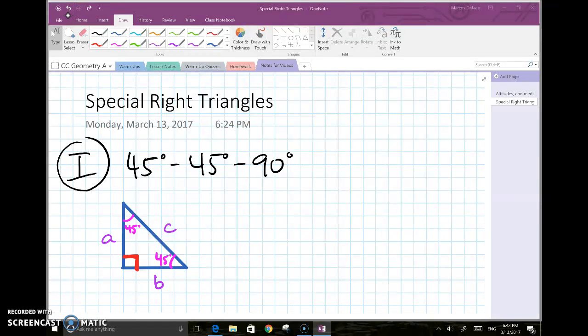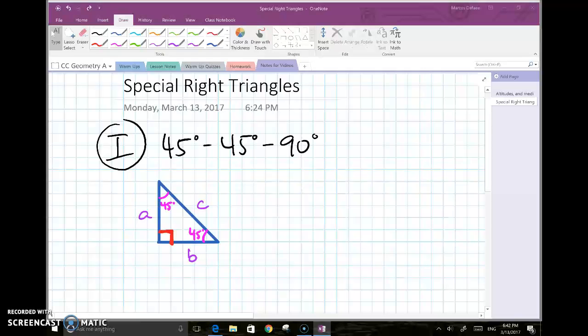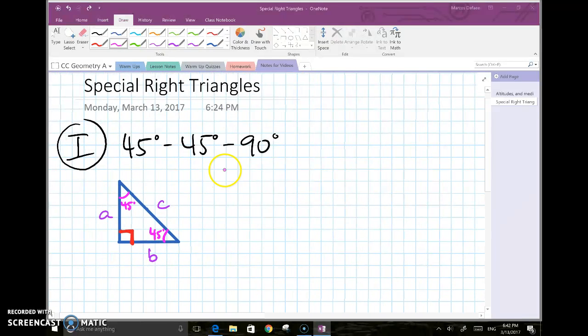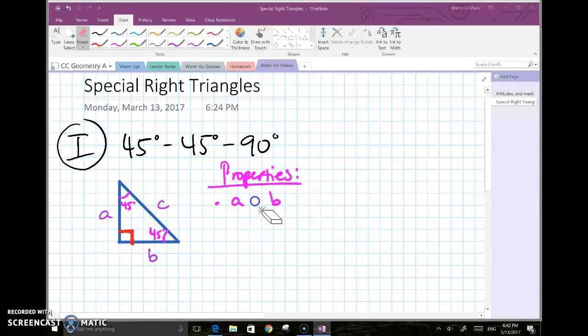Okay, so I'm just going to write down these facts to characterize what we're dealing with. So some properties to keep in mind are the following. Number one, A is congruent to B. Okay, or I should more specifically and correctly say A is equal to B, since those refer to the lengths of those sides. And also this is an isosceles right triangle.